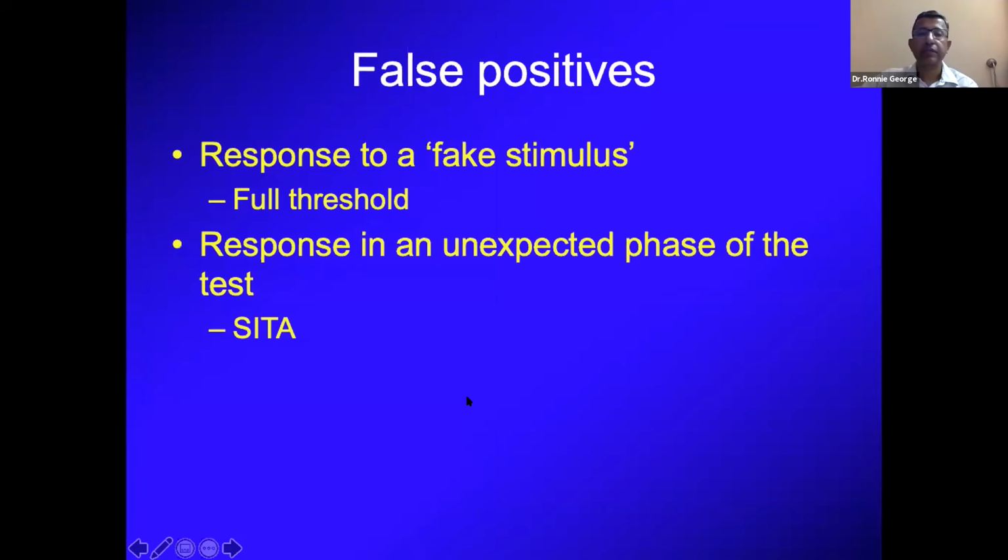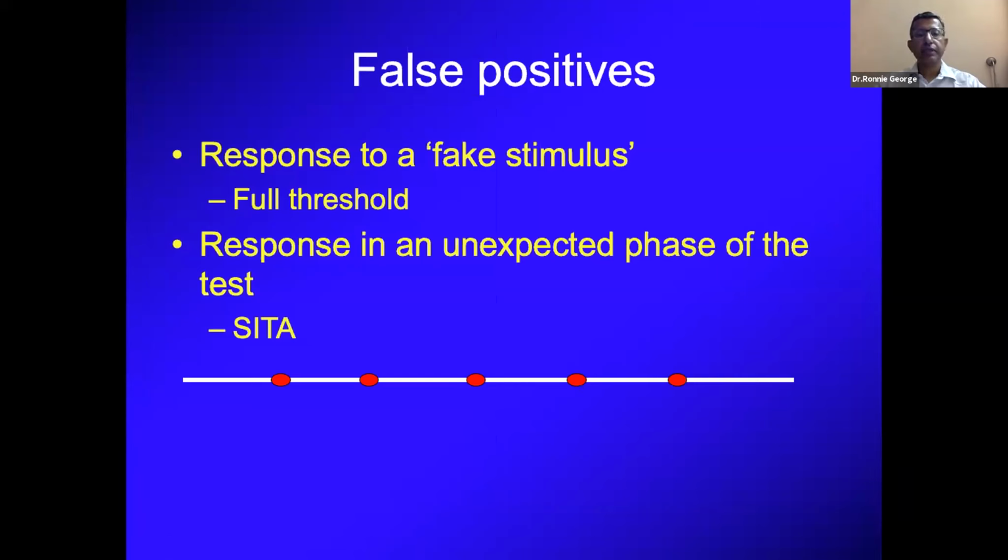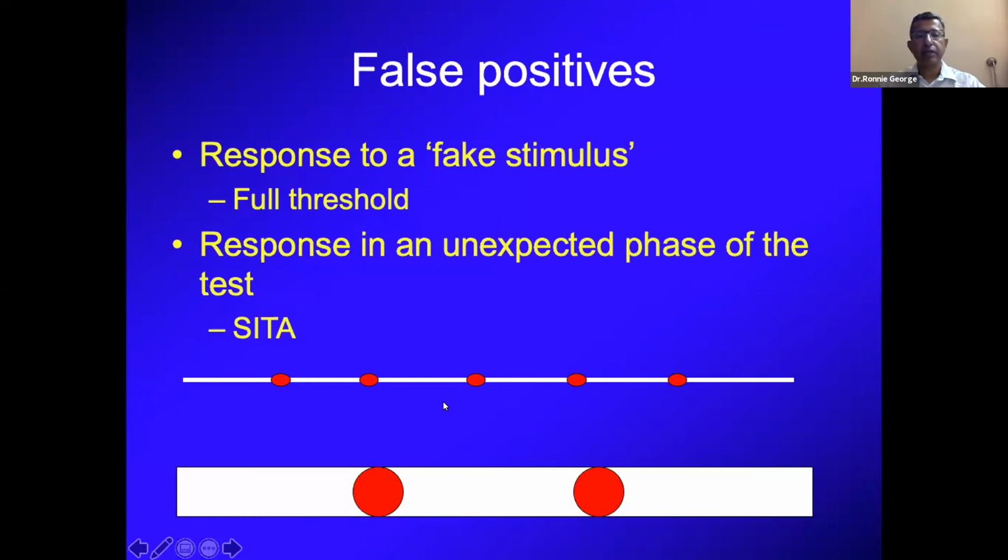What about false positives? False positives are basically a response to a fake stimulus. Suppose you press the button in response to all the sounds that the machine makes, that is recorded as a false positive. In SITA, if you press the button in a phase when the machine is not expecting you to press anything, that is considered to be a false positive. So this is the way SITA tests. This is the way the stimuli are shown at intervals. When you show a stimulus here, this period is the period when you don't expect to see a response, because that is too short for the reflex arc to happen for you to see the stimulus and press the button. So if you respond in this phase, this is called a false positive.